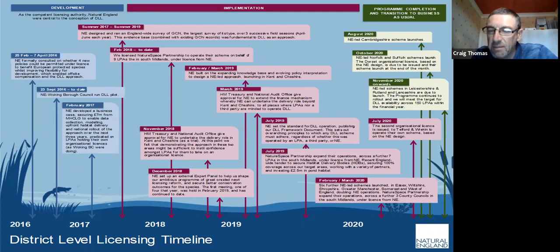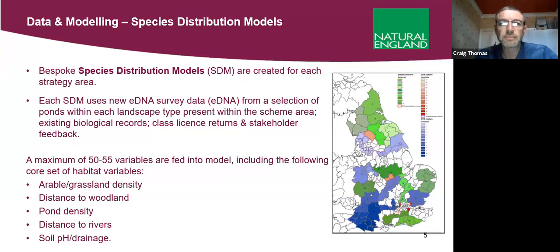A great many schemes have been run and launched since. Essex, Wiltshire, Shropshire, Greater Manchester, and then a whole slew of schemes now live within the last 12 months to ensure that DLL is operational in 155 LPA areas. So that's really the background. How does that work in practice?